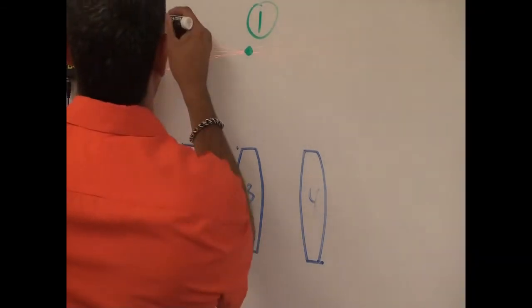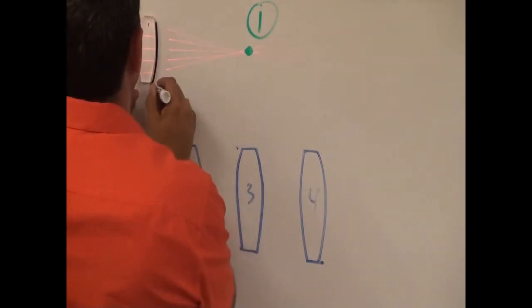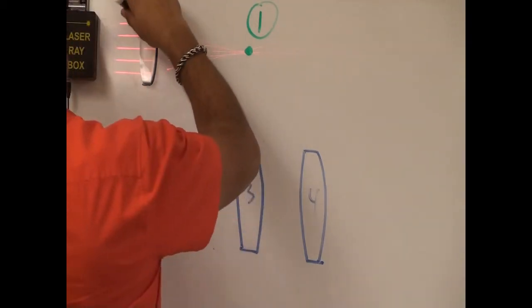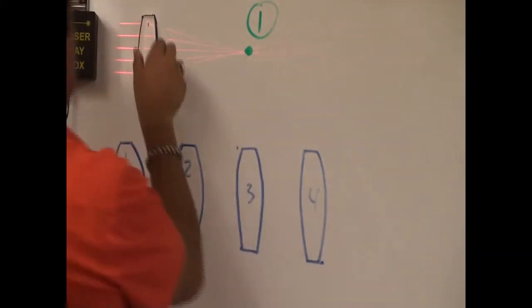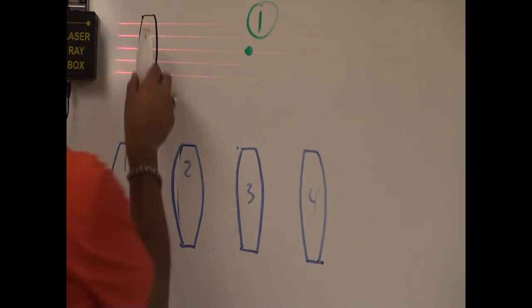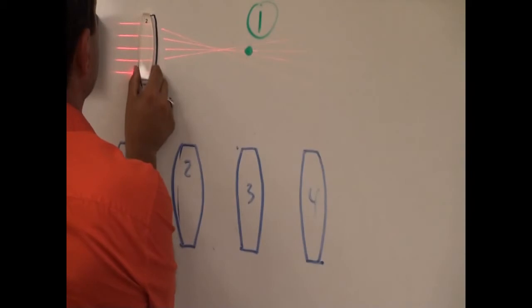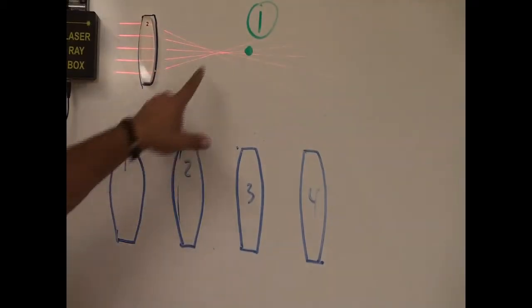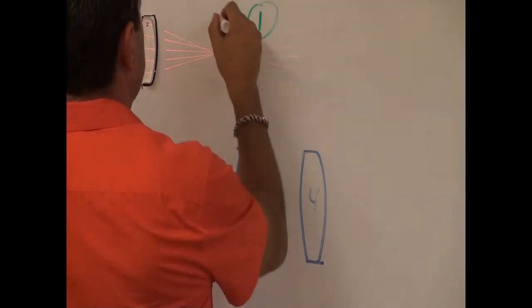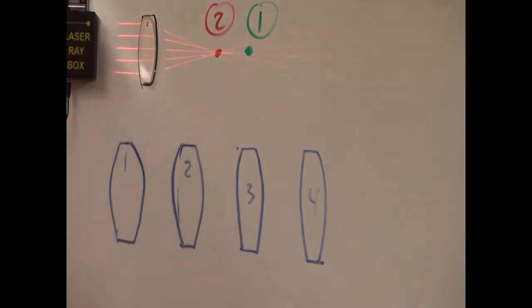So let's draw the outline like this, like this, like this. So I want to put them around the same location. Okay, now let's take that one out. Let's put number 2. Actually, you can see the focal point of number 2 is actually smaller, right?